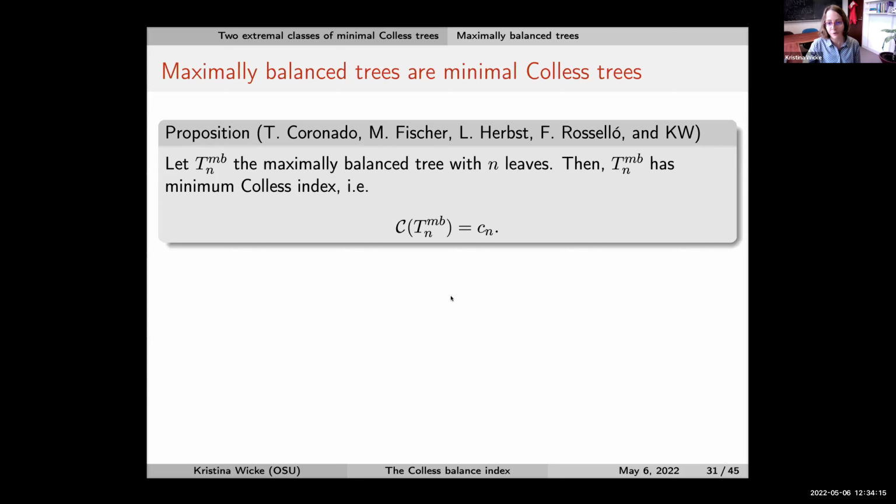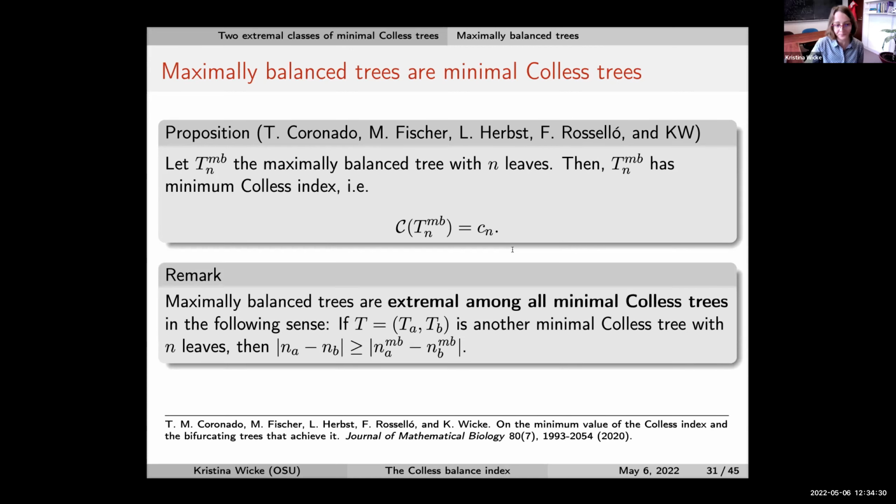The corollary is that the maximally balanced trees are among the minimal Colless trees, or in other words, the Colless index of a maximally balanced tree on n leaves is C(n). And why did I say that these are extremal? Well, the maximally balanced trees are extremal in the following sense among all minimal Colless trees: any other minimal Colless tree will have the difference in subtree sizes at the root, or in fact at each vertex, at least as big as in the maximally balanced tree.